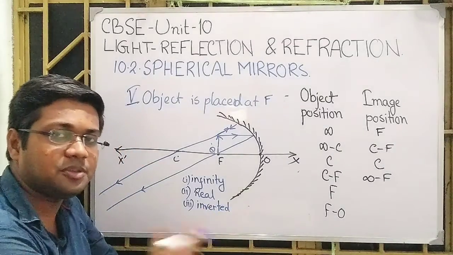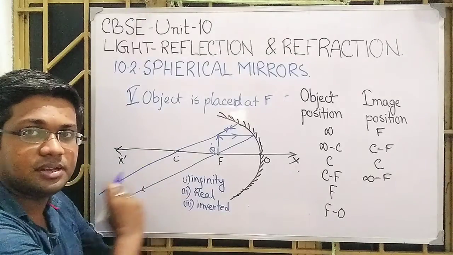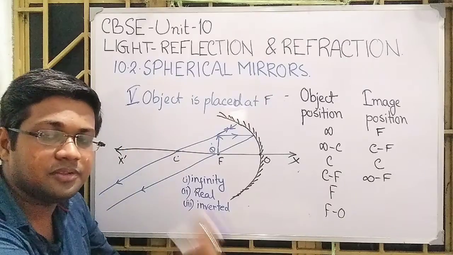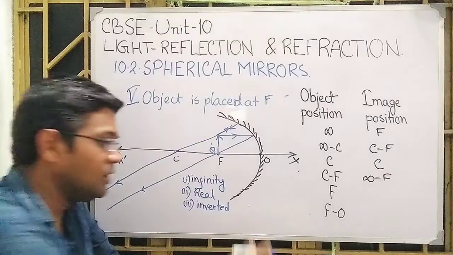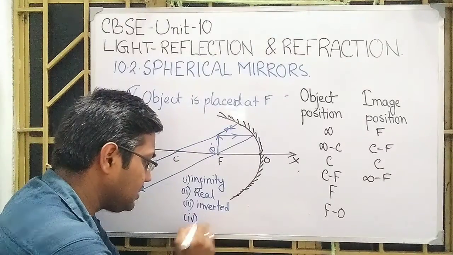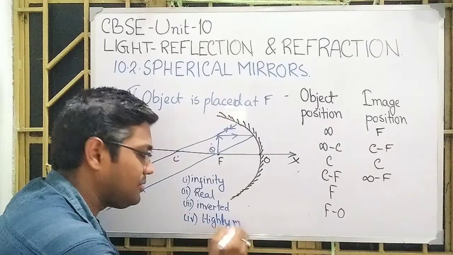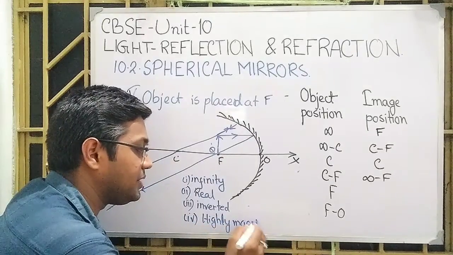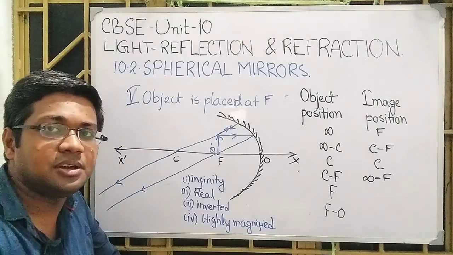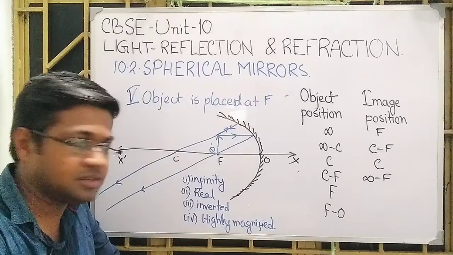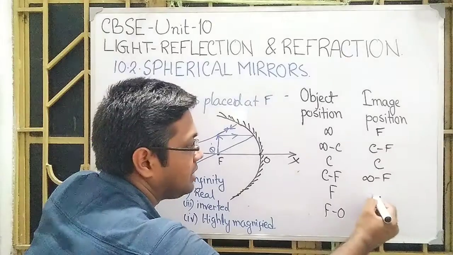Next, what about the magnification? If the reflected rays are going like this, the image will form somewhere at infinity and it is comparatively very large than that of the object. So you can say it is highly magnified, or better to write magnified. The image is large in size compared to that of the object. Okay, so the image will be formed at infinity.